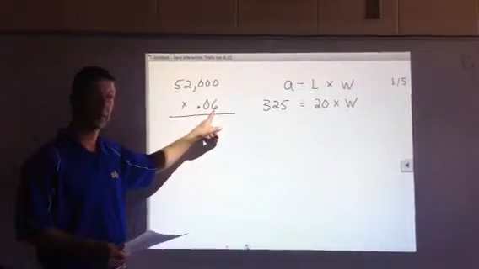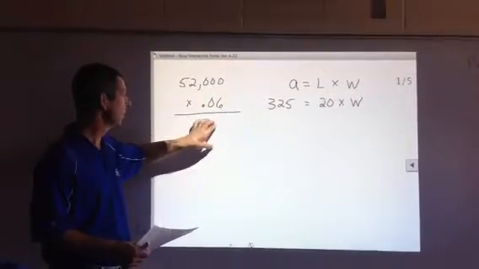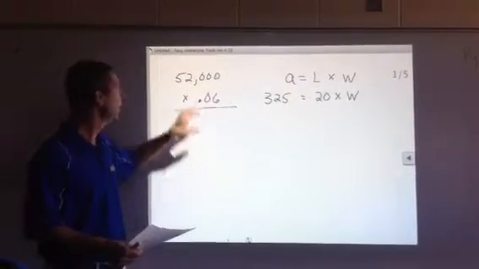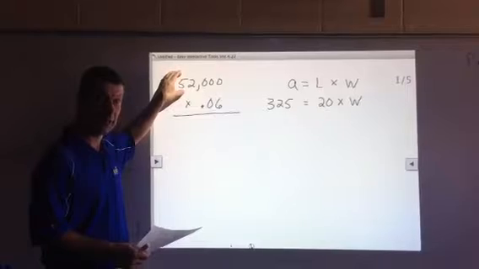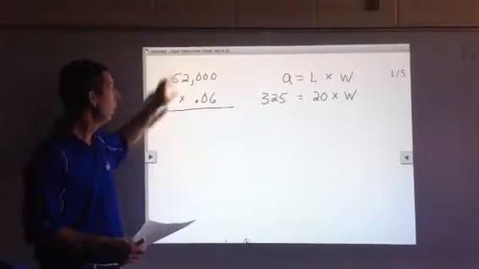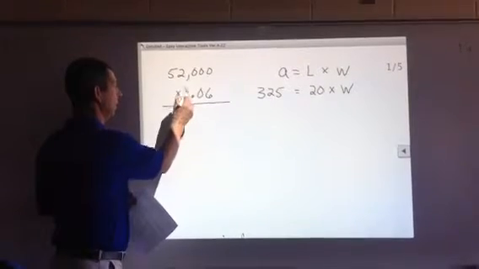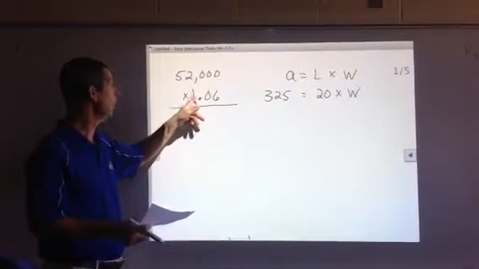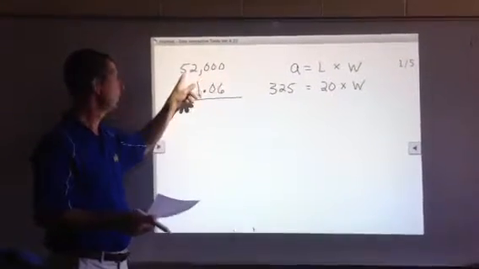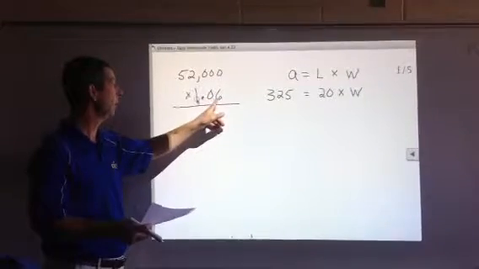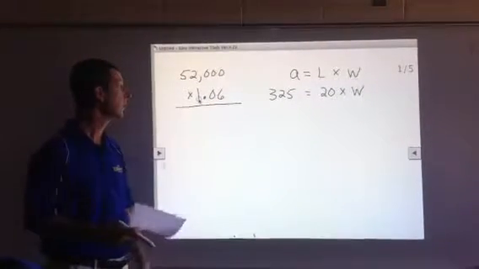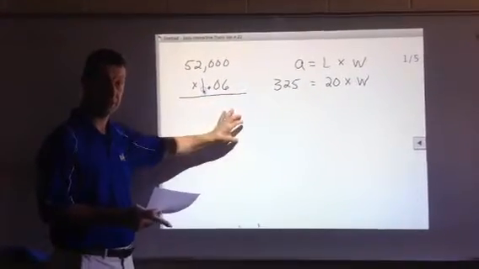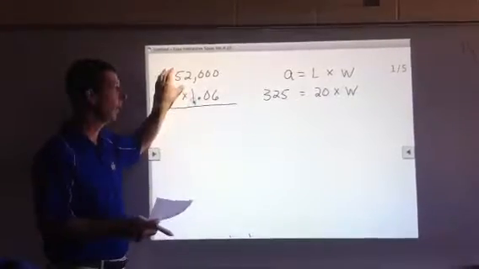6% as a decimal is 0.06. Solve this, count in 2 places because there's 2 digits to the right of your decimal. Add your answer to the 52,000 and that'll be the new salary. A shortcut would be to multiply by 1.06 because this is 106%. The 1 times 52,000 gets you to 52,000. And then the 0.06 would be the 6% raise. And you'll have your answer.